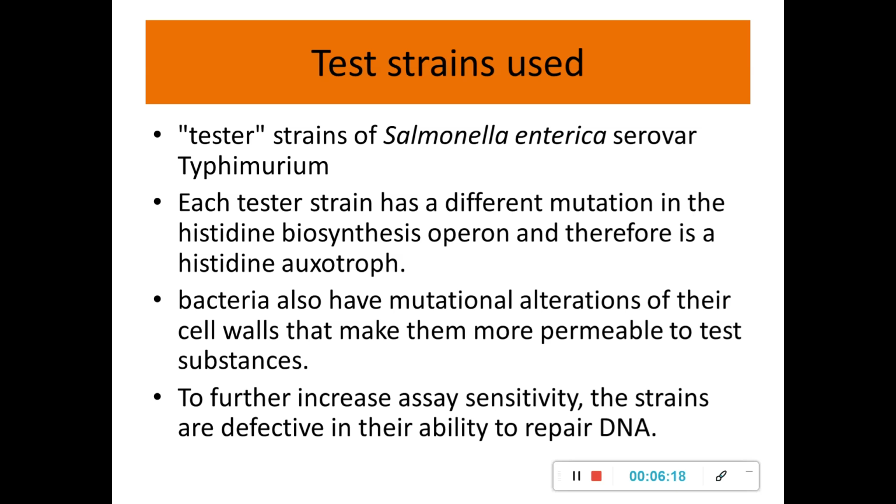Now, you might wonder where you get this particular strain. These strains are created in the lab after inducing mutations in them. The Salmonella enterica serovar Typhimurium used in the Ames test is a histidine auxotroph. Secondly, the cell walls of this bacteria are mutated so that the bacteria becomes permeable to every test substance which we are going to check.